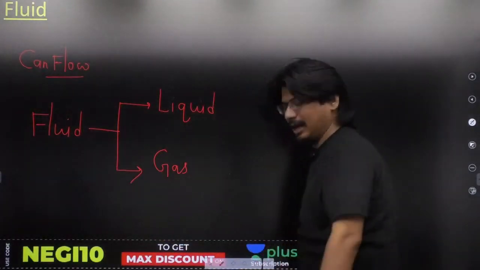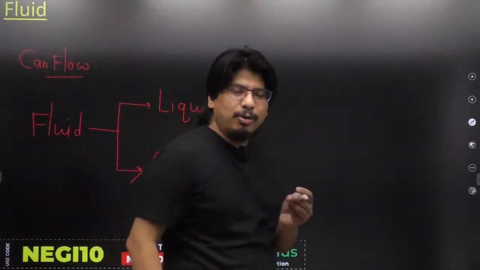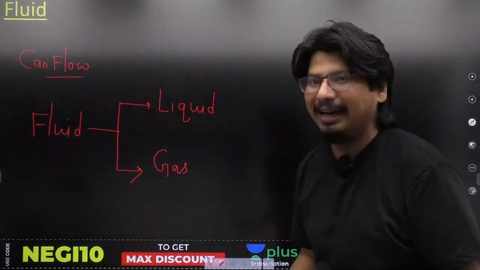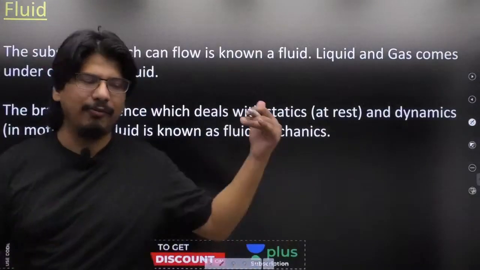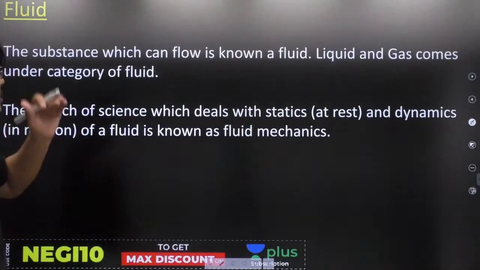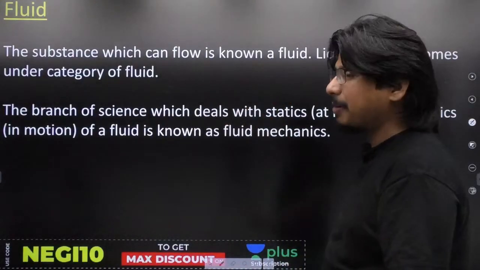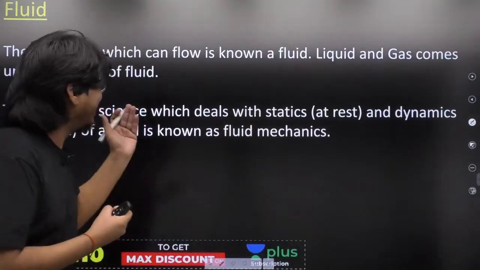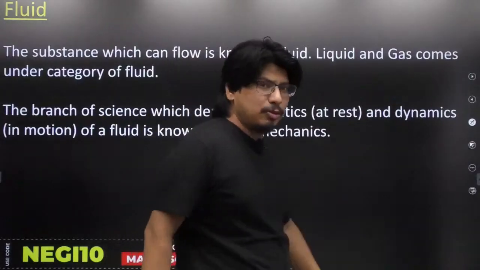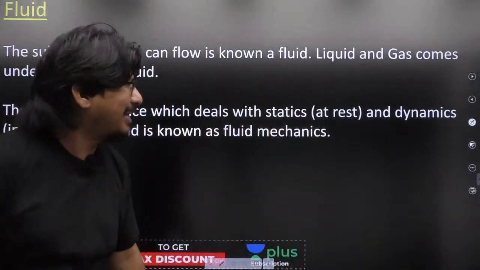I hope you are clear till here. So basically the substance which can flow is known as fluid, and then the fluid can be categorized into 2 parts, liquid and gas. Now the branch of science which deals with statics (at rest) and dynamics (in motion) of a fluid is known as fluid mechanics. This is what we have seen.